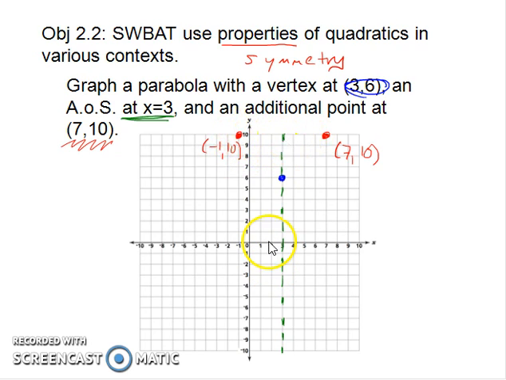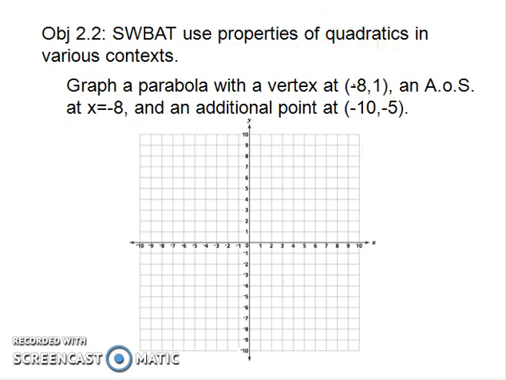Equidistant from the axis of symmetry. Once we get those points, we're basically done. We're just going to draw in our parabola. Sorry, it's not super neat, but you get the idea. Let's do this one more time.